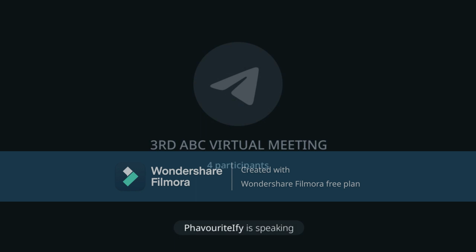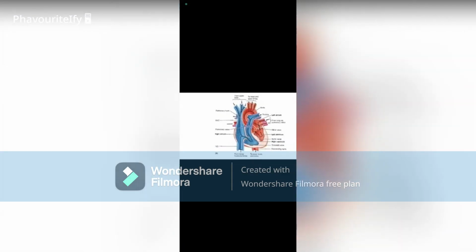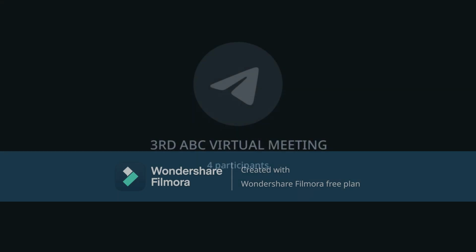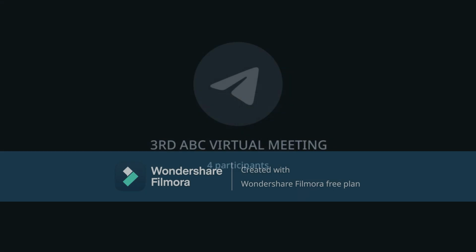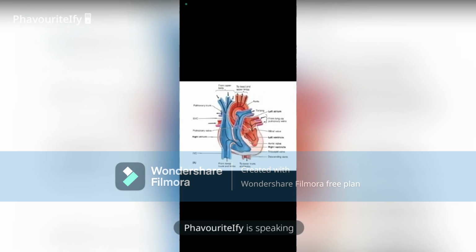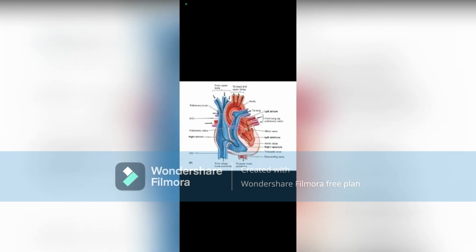So the next thing I'm going to talk about now is the chambers of the heart. Like I said, I talked about the chambers already, the right atrium, left atrium, and the right ventricle, but I did not explain them. So I want to talk about them now.